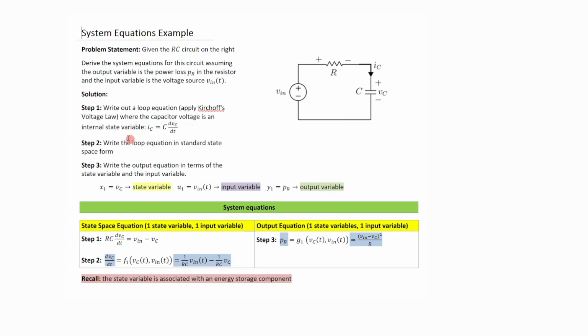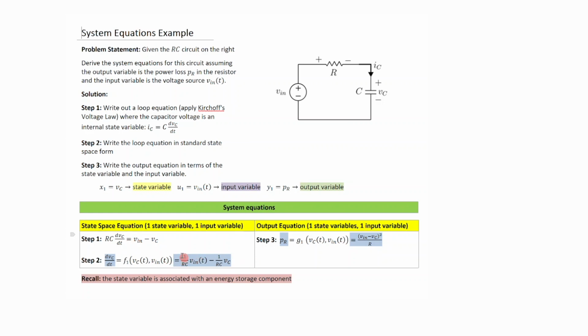Step two was to write the loop equation in standard state space form. And standard state space form means that the equation on the left must contain only a derivative of the state variable. So we divide through by RC on both sides, leaving you with dVC/dt equal to 1/RC Vin(t) minus 1/RC VC. Now this, in standardized form, can also be represented by some function f1, which is a function of VC, which is a state variable, and Vin, which is an input variable. So this is now in standard state space form.